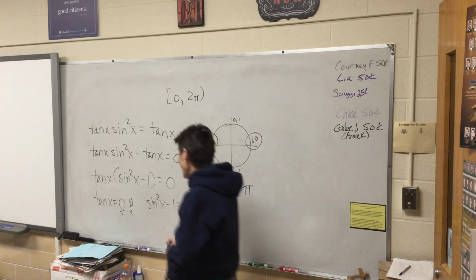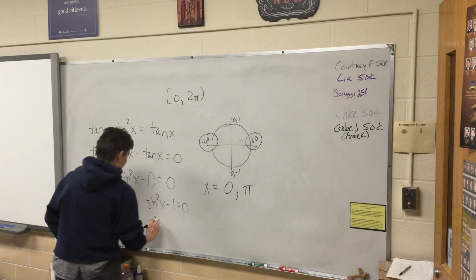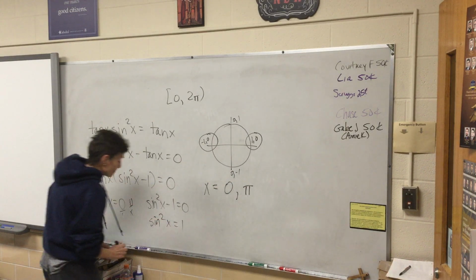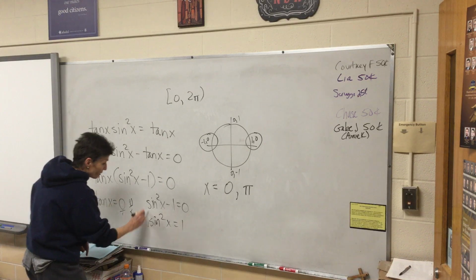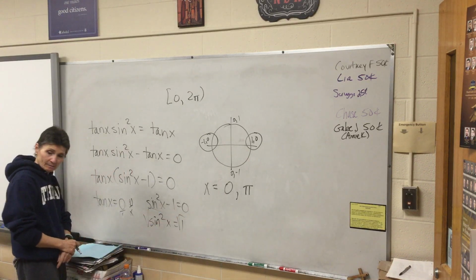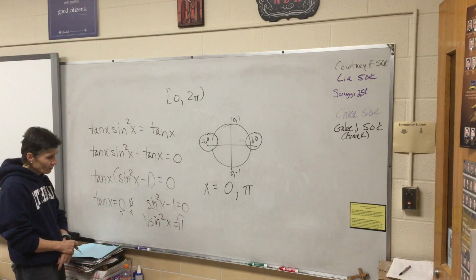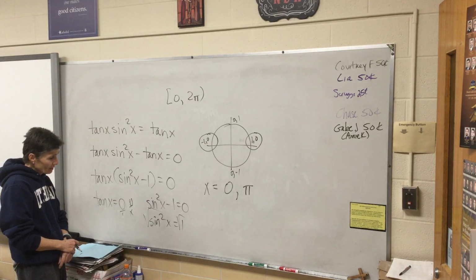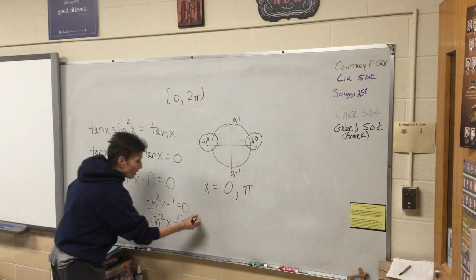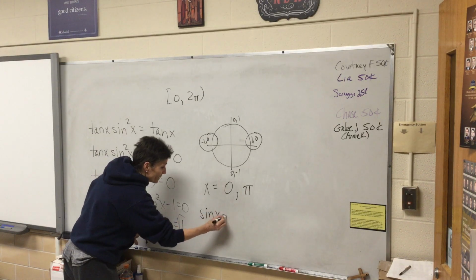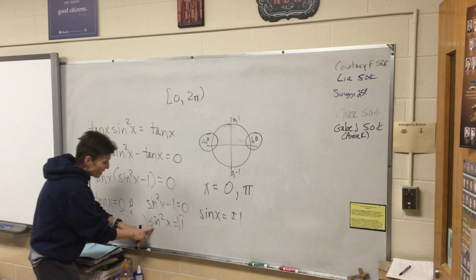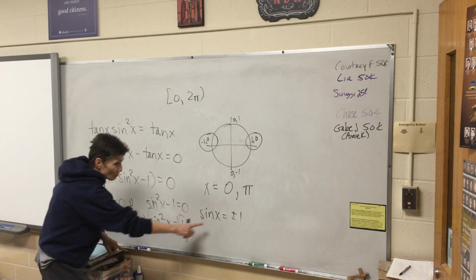Subtract the 1. Well, add it. So I'll move the 1 over to the other side. And then, since that's a squared, can I just square root both sides? Yeah. Regular algebra works. And, just like before, you have to remember the plus or minus. So that says sine equals plus or minus 1.